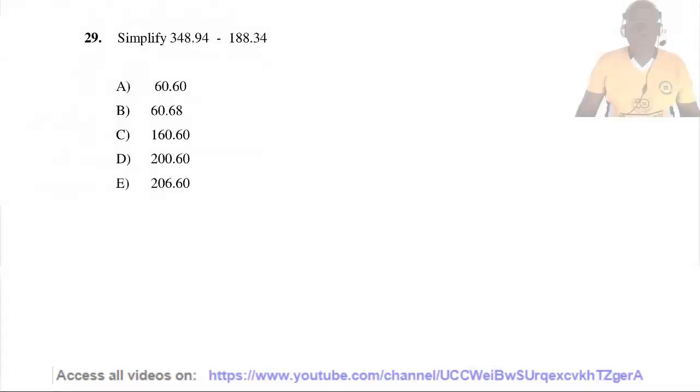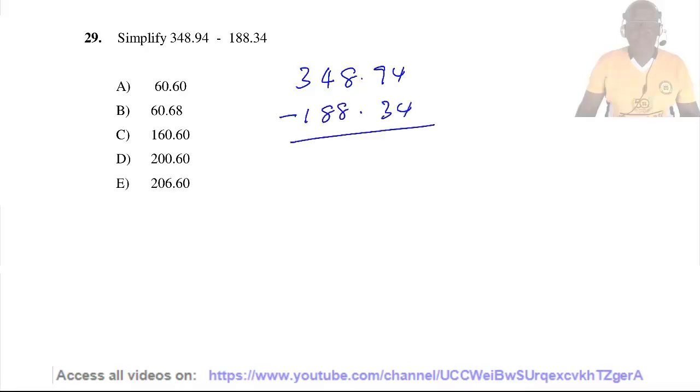Question 29. Simplify 348.94 minus 188.34. That is 348.94. We shall subtract 188.34. 4 minus 4, 0. 9 minus 3, 6. 8 minus 8, 0. 14 minus 8, 6. 2 minus 1, 1. So the answer is C.